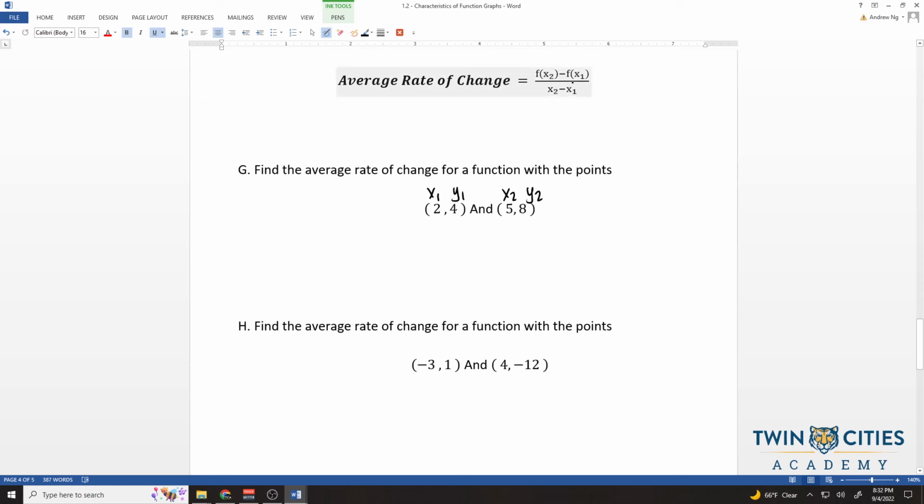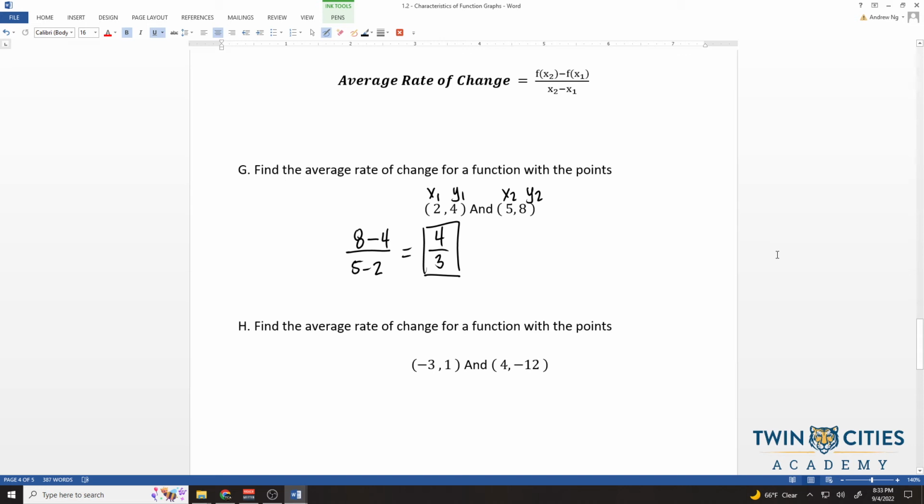Now let's use this average rate of change formula. f of x2 minus f of x1 over x2 minus x1. So f of x2, or y2, is 8 minus f of x1, or y1, is 4, and over x2 minus x1. So this is 5 minus 2. All right, 8 minus 4 is 4. 5 minus 2 is 3. The average rate of change is 4/3.